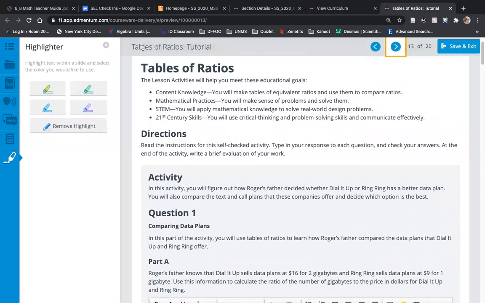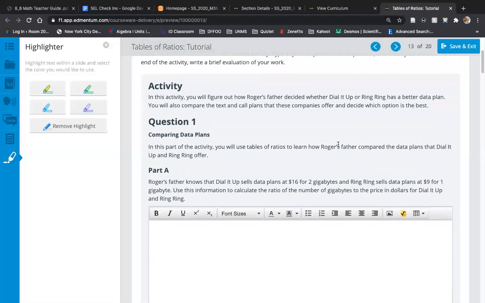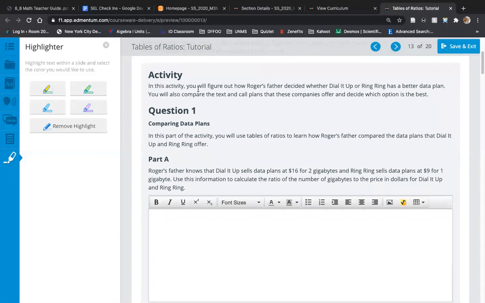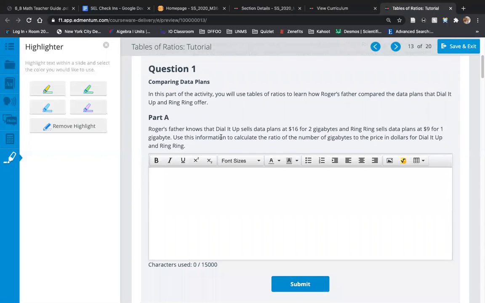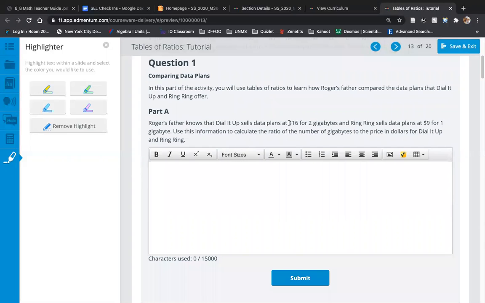Okay? So just remember the first part, it's always the same. It's just telling you what you're learning, why you're learning it. The directions are down here. It says, in this activity, you will figure out how Roger's father decided whether Dial It Up or Ring Ring has a better data plan. You will also compare the text-and-data plans that these companies offer and decide which option is the best. Remember, this is the scenario from the beginning: $16 for 2 gigabytes or $9 for 1 gigabyte.